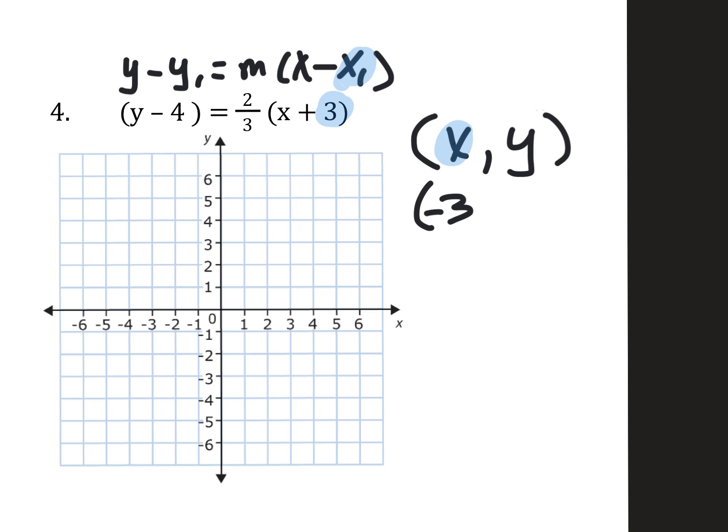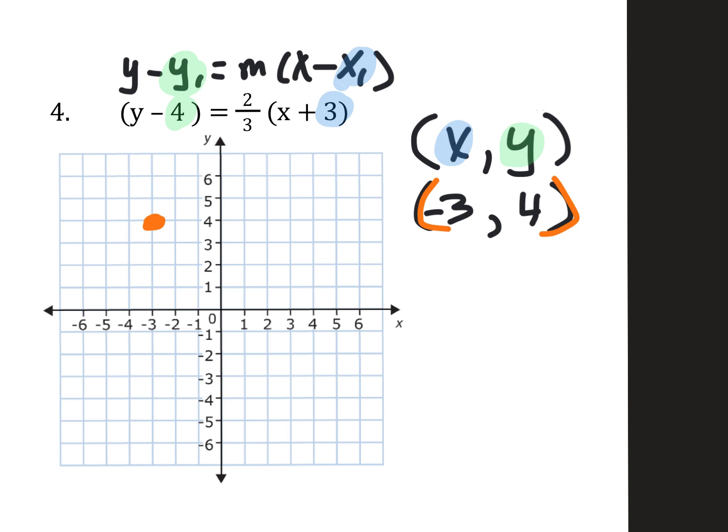And then to get the y coordinate, it is second in the coordinate, but it's first in the equation. And because it's a negative 4 inside of the equation, that means that it must be a positive 4. So we've got that coordinate, negative 3, positive 4. So that will be the first coordinate that we graph on the graph, negative 3, positive 4.